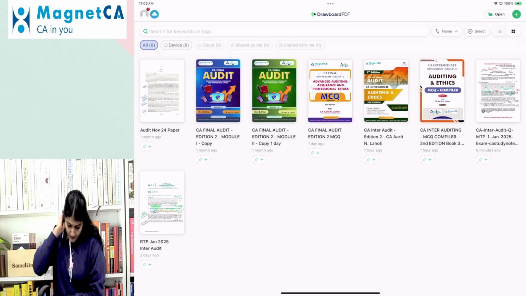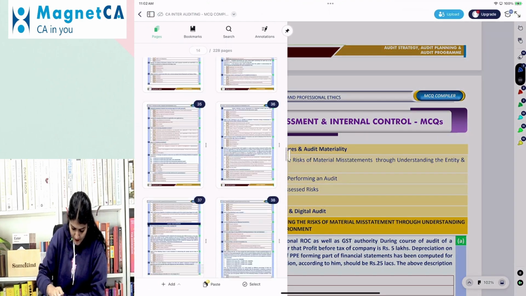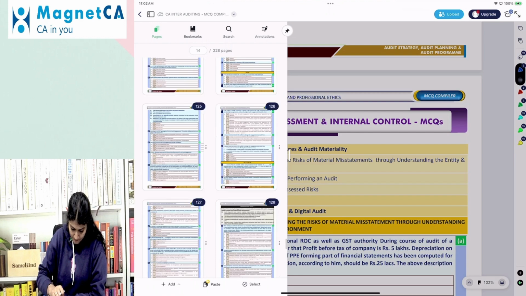Right, so what we'll do in the other book of ours, let us just open the new textbook, the LLP audit chapter.